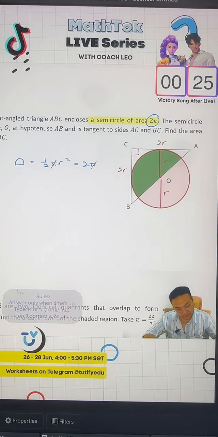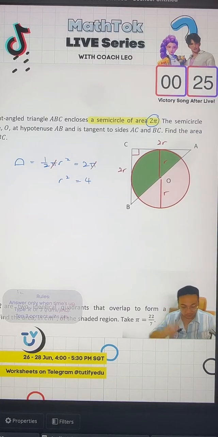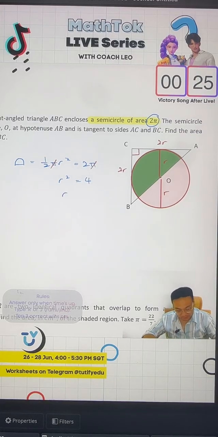How to get rid of the half? Times 2. If you times 2, you get r squared equals 4. There you go. R squared equals 4, and r equals 2, because you square root 4 and get 2. So now you know that r equals 2.